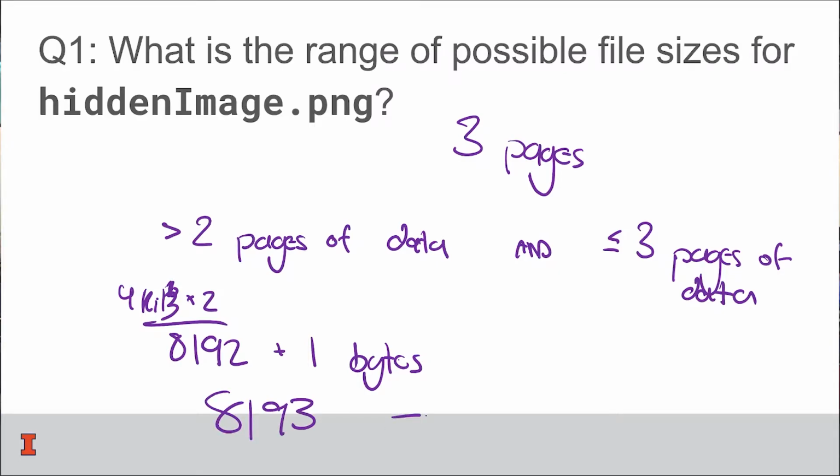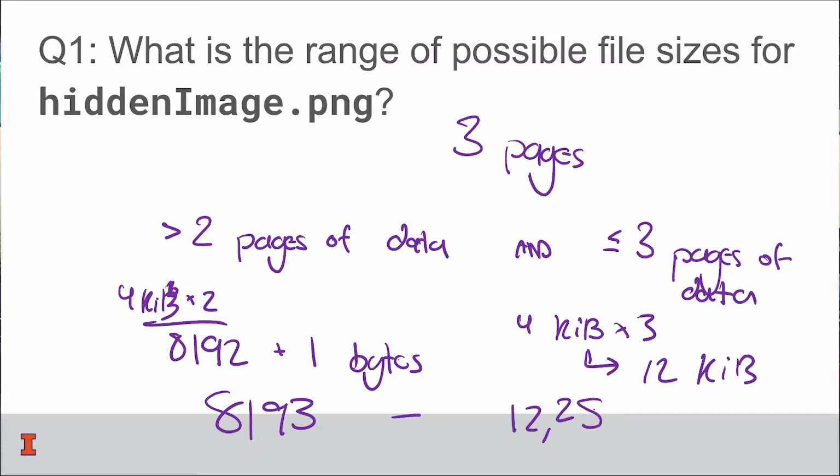And it can be all the way up to 4 kilobytes times 3. So that's going to be 12 kilobytes. Or if we multiply this out, that's going to be 12,288. So the actual bytes that a PNG takes up is somewhere between 8 kilobytes plus 1 and 12 kilobytes. That's a range of possible file sizes for that file.